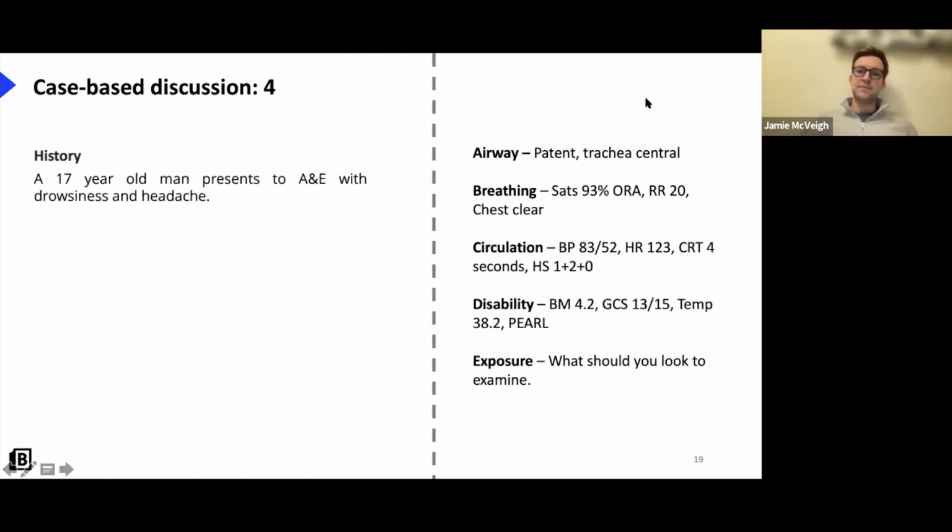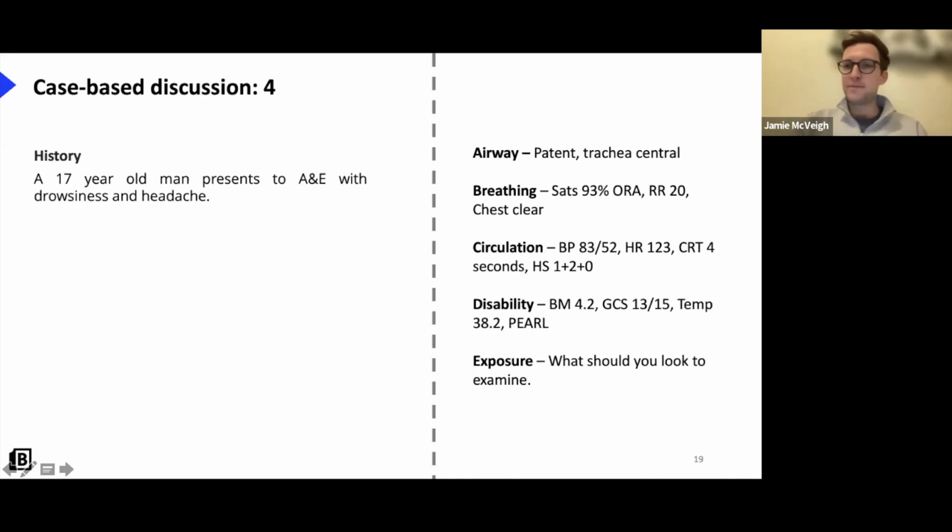So airway's fine. Breathing, his sats are a little bit low, 93, which in a 17-year-old man is not good. Respiratory rate is up a little bit, but his chest sounds clear. So you put him on a bit of oxygen just to help him along, but we don't think there's any particular respiratory cause. Circulation, his blood pressure is 83/52, and he has a heart rate of 123. His cap refill time is 4, but his heart sounds are normal. He's cool peripherally. Okay.